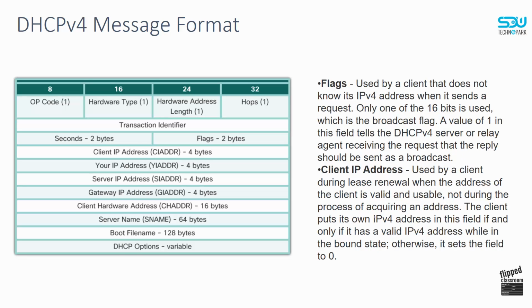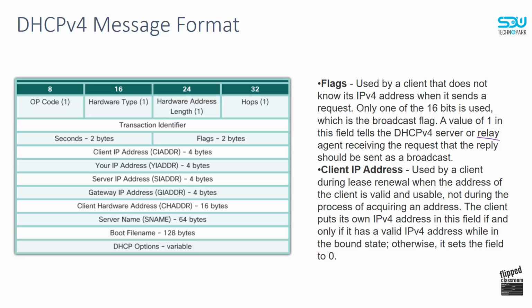Also, we have flags, which are used by the client that doesn't know its IP version 4 address when it sends a request, and only one of the 16 bits is used, which is the broadcast flag. A value of 1 in this field tells the DHCP server or relay agent receiving the request that the reply should be sent as a broadcast. So we didn't speak about relays yet, soon we will do it.